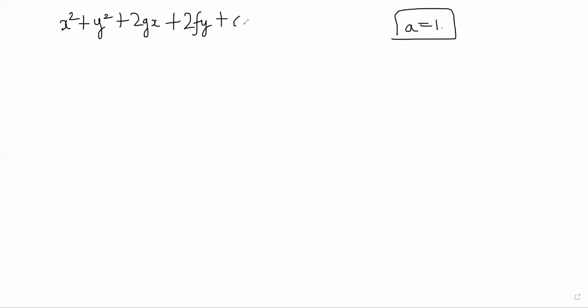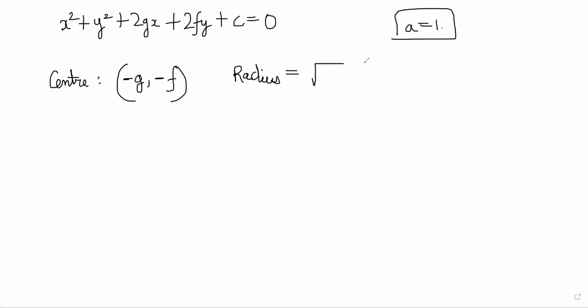You will take a is equal to 1 and write the equation like this: x square plus y square plus 2gx plus 2fy plus c is equal to 0. Here your center will be minus g comma minus f, and radius will be root over g square plus f square minus c. How are we getting that?